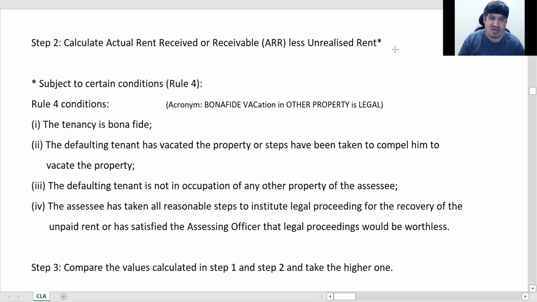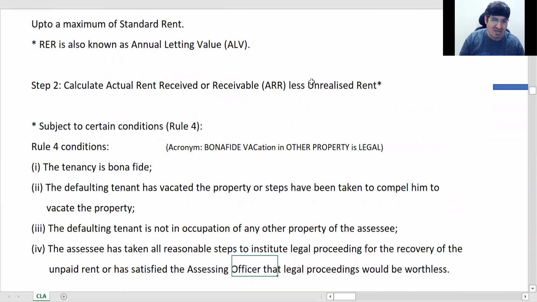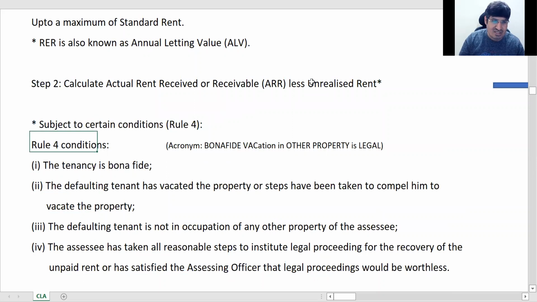तो ये हो गया, so these are basically rule 4, 4 not steps, 4 conditions which have to be fulfilled. Only then you will get deduction of unrealized rent. If you don't fulfill, you will not get the deduction. That's all.